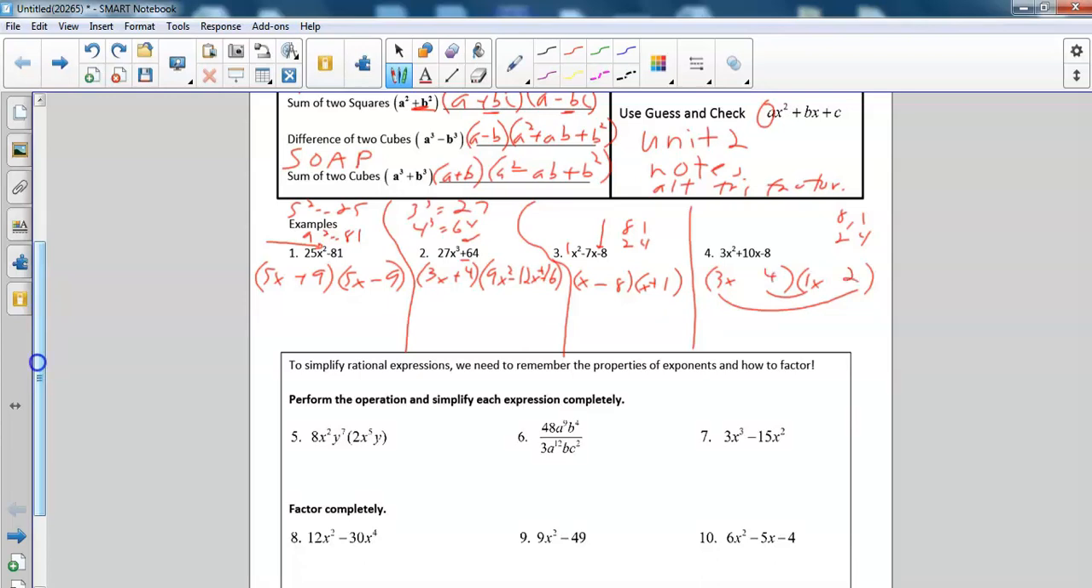So I'm just going to try 4 and 2. Well, 3 times 2 is 6, 4 times 1 is 4. And since this is a negative, one's going to be positive, one's going to be negative. Well, 6 minus 4 is 2, and 4 minus 6 is negative 2. That doesn't work out.